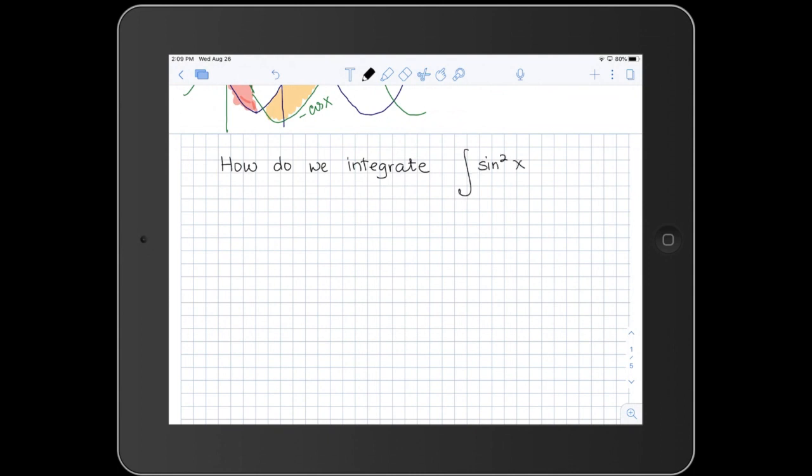Sine squared of x dx. Okay, how do we integrate this function without knowing, let's say, a reduction formula? There are reduction formulas that we'll discuss at some point, or without just plugging it into something like Wolfram Alpha. The answer for this one is that we need to use double angle identities.